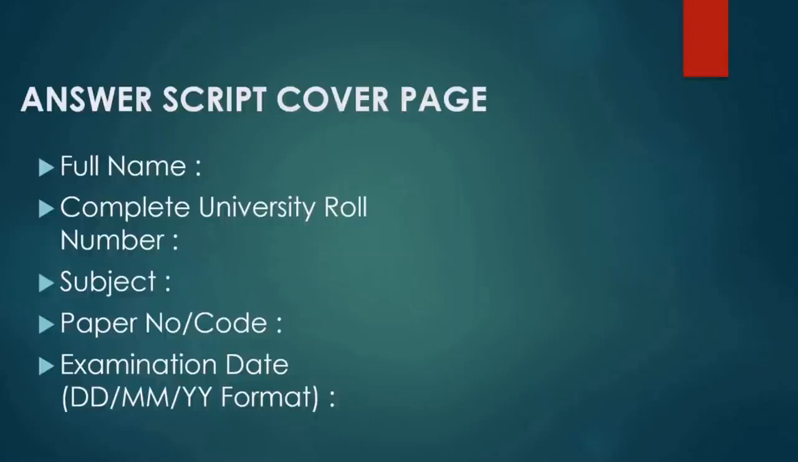For example, students of science, your roll number begins with S. So you have to write S, whatever numbers come after. Students of arts, your roll number begins with A. So you have to begin your roll number with A. Students of commerce with C, so on and so forth. Please make sure you write your complete university roll number. Then, regarding the subject and the paper number and code, I will show you an example. And since I am a teacher of botany, I will show you a botany question paper.